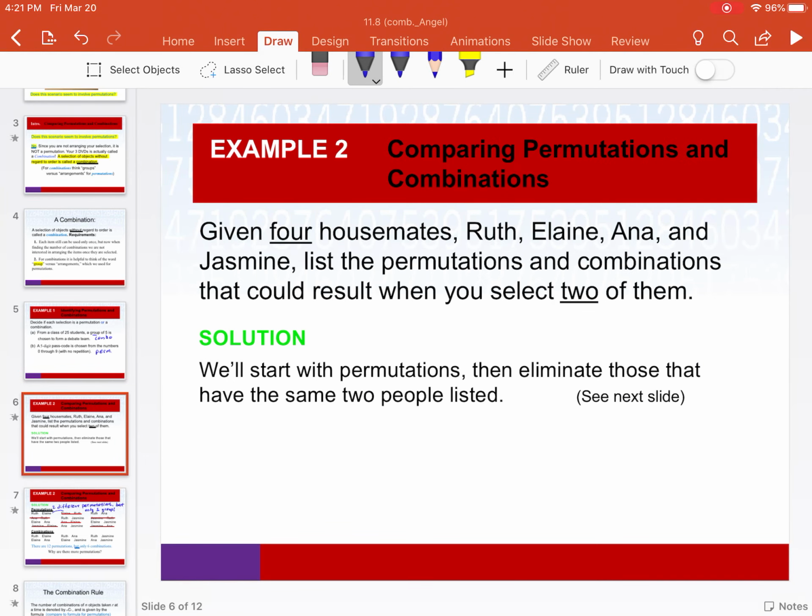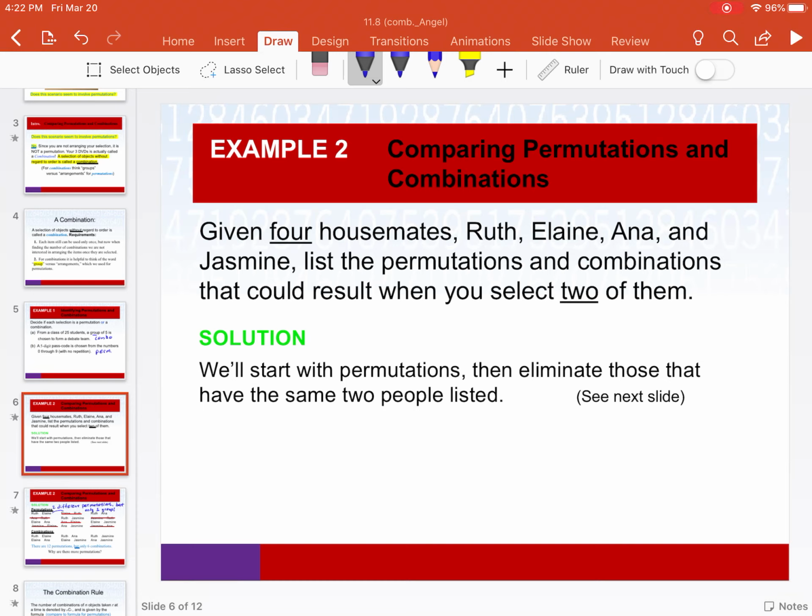All right, so here we go. Example 2. Given 4 housemates, Ruth, Elaine, Anna, and Jasmine, list the permutations and combinations that could result when you select 2. We're going to show you permutations first, and then I'll show you the combinations so you can see them side by side. Again, you know the formula for permutations, but you don't know for combinations.